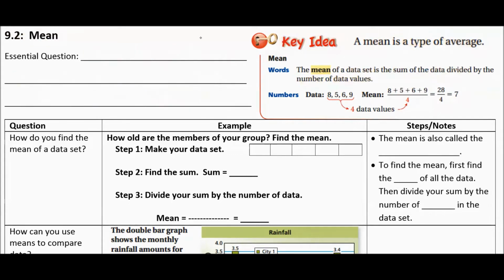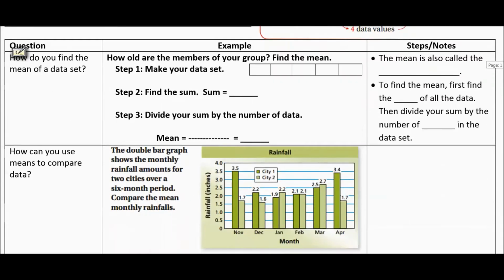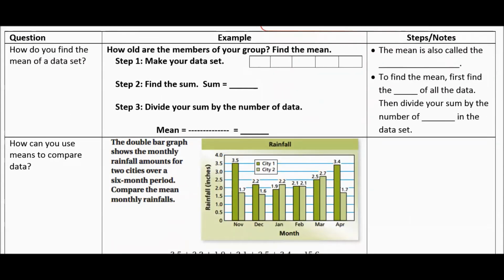Let's jump into our first example here. And the question on the right says, how do you find the mean of a data set? Well, we kind of already learned that process, but we're now going to apply it to our own data set. Okay, how old are the members of your table group? That was originally what we're going to do in class, but we're not in class. And then we're going to find the mean.